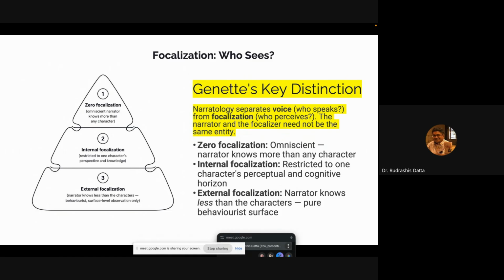right? Therefore, whenever you are encountering any work of literature, as a reader, you have to know and understand who is the one who is seeing the events. Because unless you know that, it will not be possible for you as a critic to appreciate and evaluate the narrative strategy or narrative skill or competence of the writer.